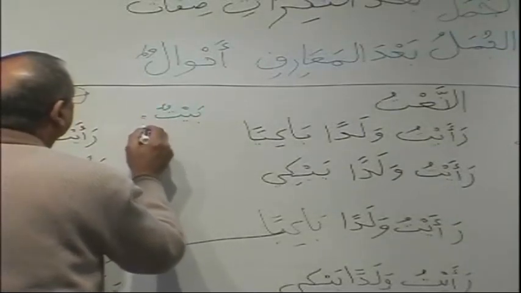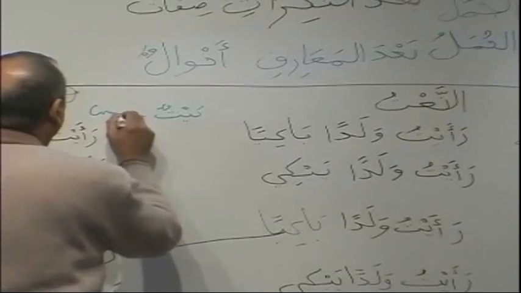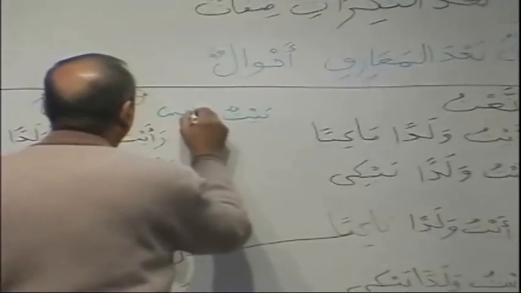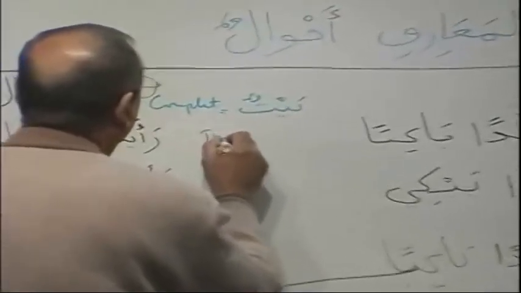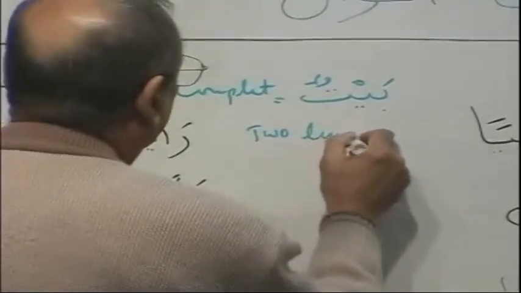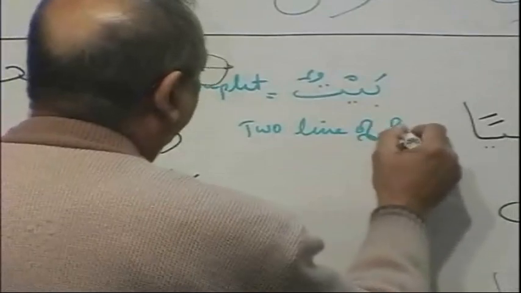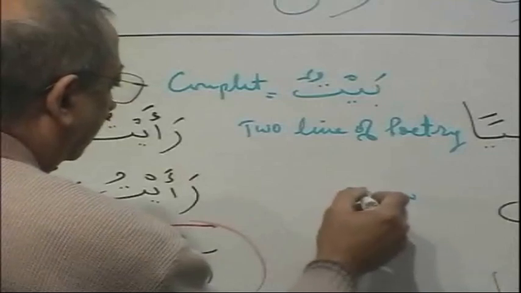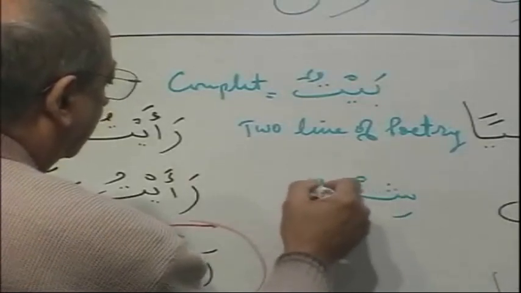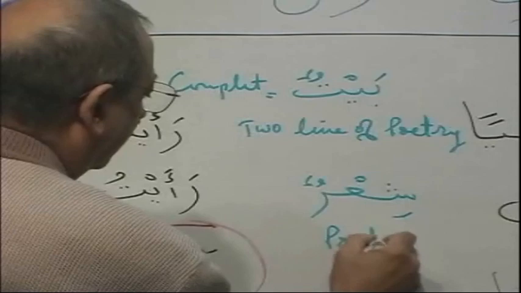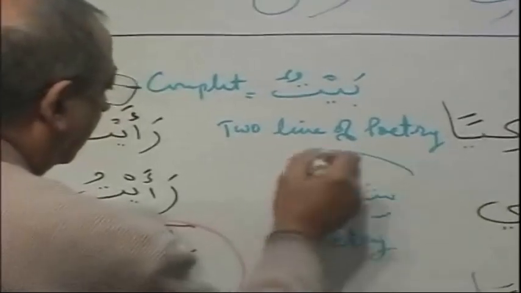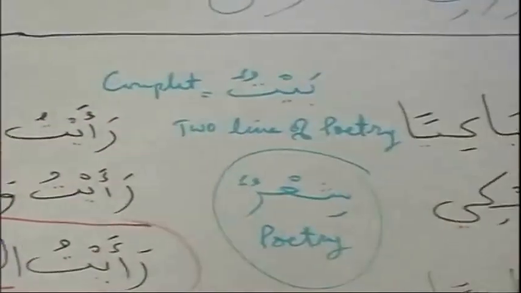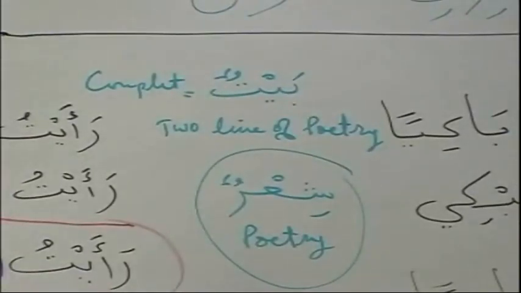Baytun means, brother, couplet. Two lines of poetry. What is poetry? This is poetry. Got the idea, brothers and sisters, Insha'Allah? Read the two lines, or read a couplet.